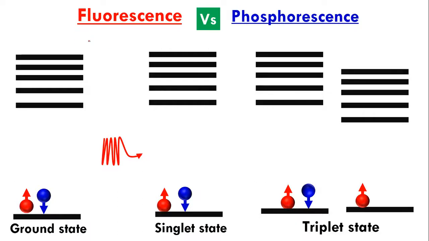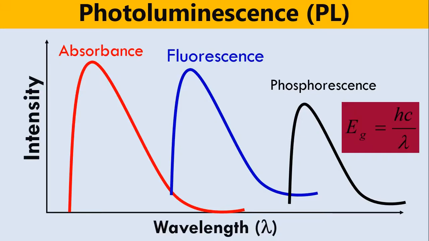Let's talk about the difference between fluorescence and phosphorescence. We know that fluorescence and phosphorescence are both basically photoluminescence. So before talking about fluorescence and phosphorescence, let's understand what photoluminescence is.